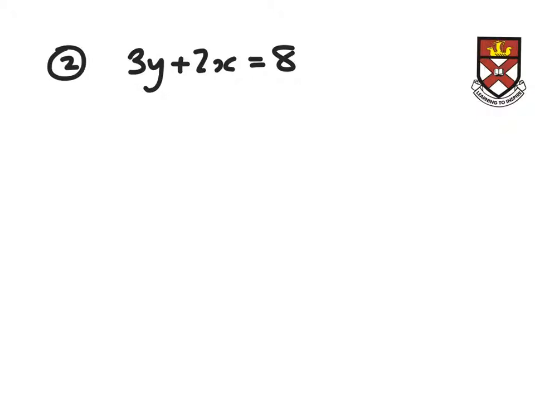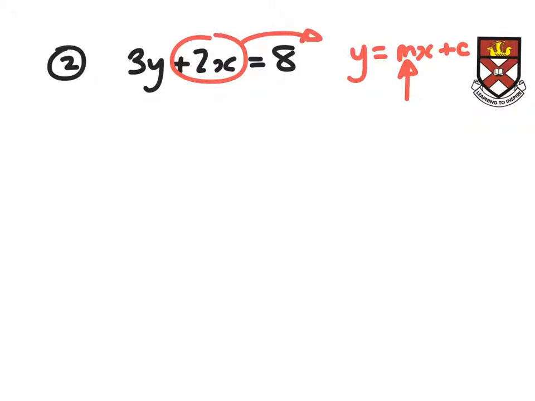Second question, we need a line which is parallel to this one. So the first thing we need to do is rewrite it as y equals mx plus c. That way we can get the gradient. So take the 2x over, that gives us 3y is negative 2x, add 8.